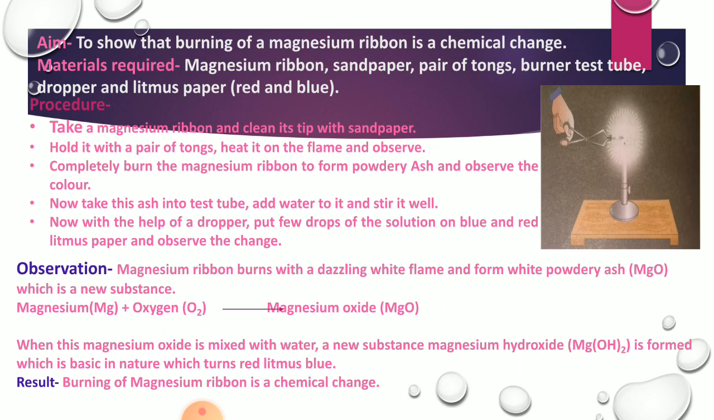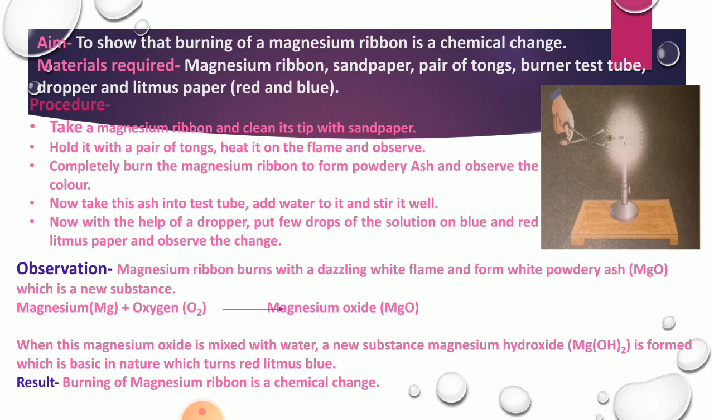Here we will see how burning of magnesium ribbon is a chemical change. Magnesium is a metal. It is present in the form of ribbons in the laboratory. For this activity, we will need magnesium ribbon, sandpaper, a pair of tongs, a burner, a test tube, a dropper, and litmus paper. Both red and blue litmus paper we will need. About litmus, we have studied in the last chapter that litmus is an acid-base indicator.